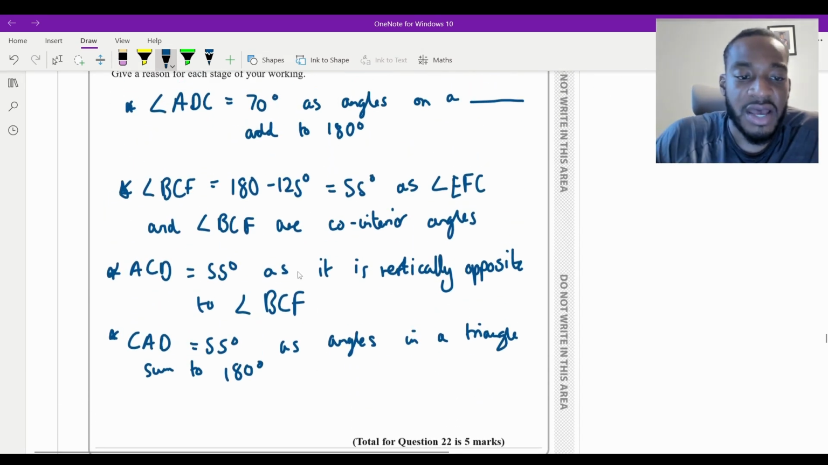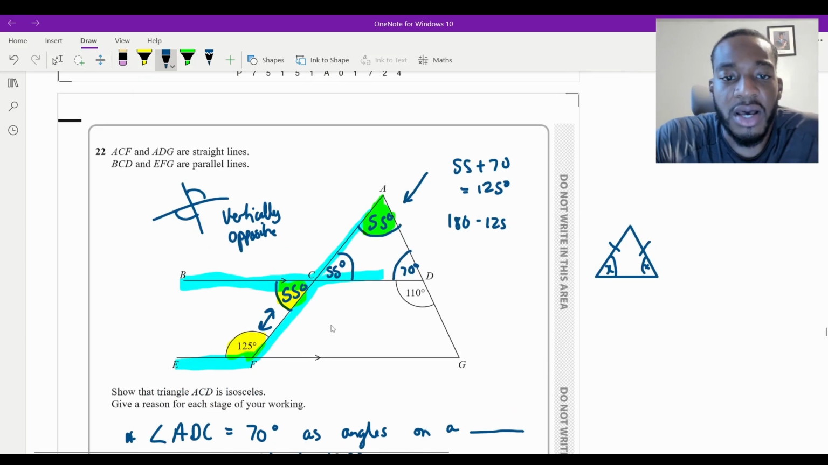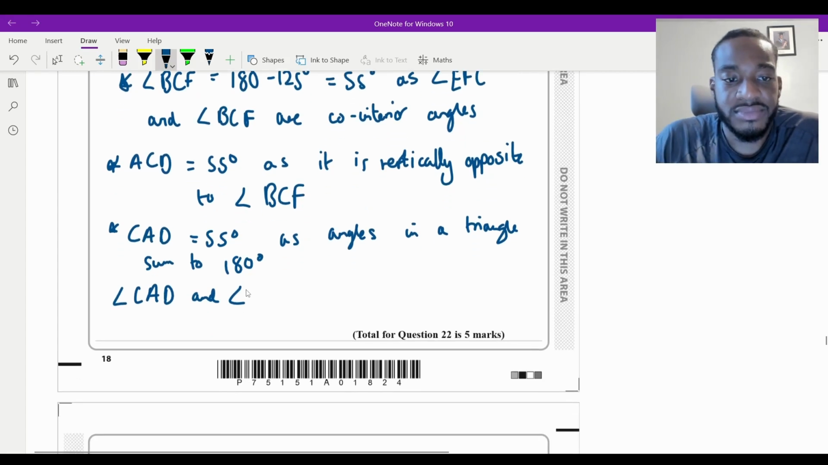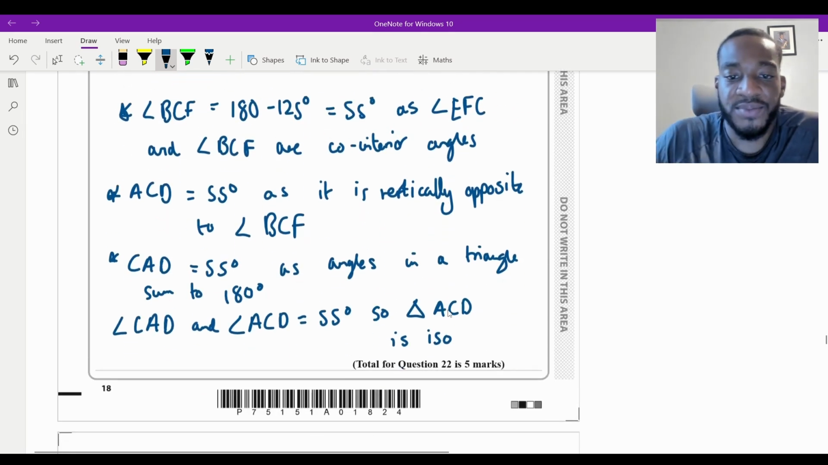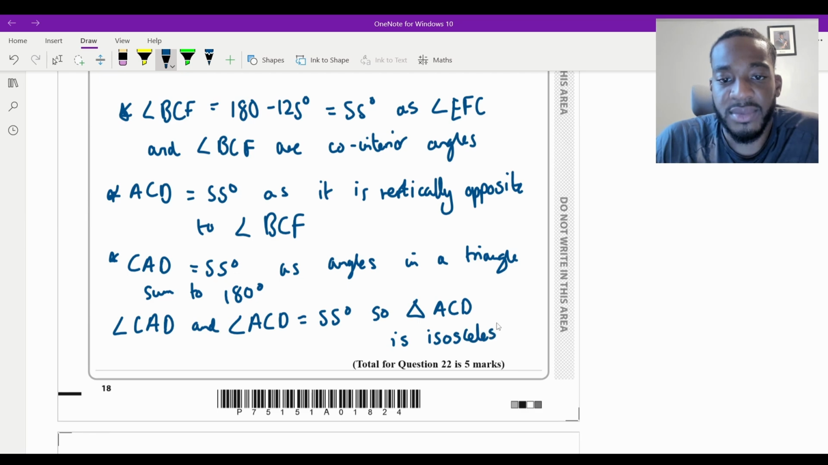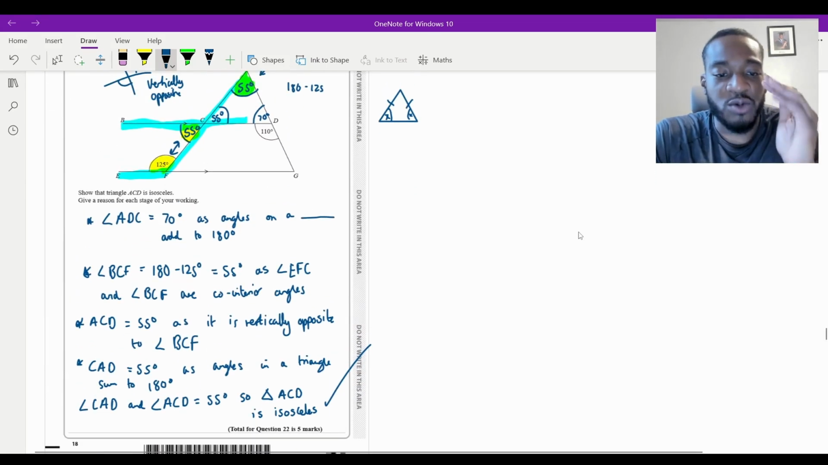So all you're going to say here is that angle CAD and angle ACD is equal to 55, yeah? So I can say triangle ACD is isosceles. And let me just make sure I'm spelling that correctly. Yeah. And that's it. And that will give you the full 5 marks. So just make sure you have all of your reasonings and you have it step by step, and you should be fine.